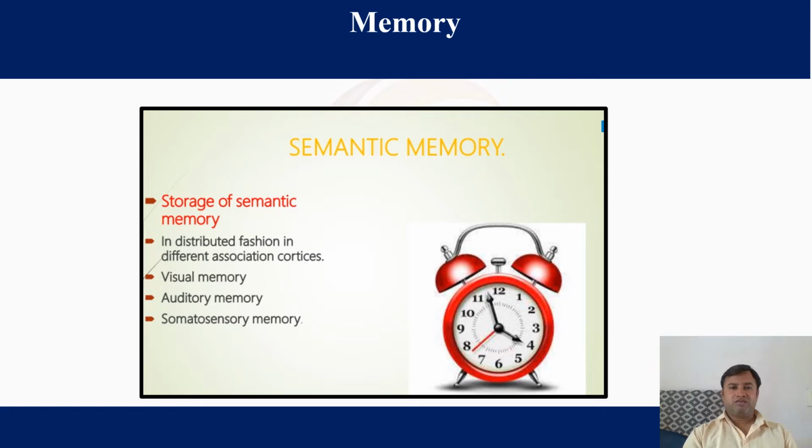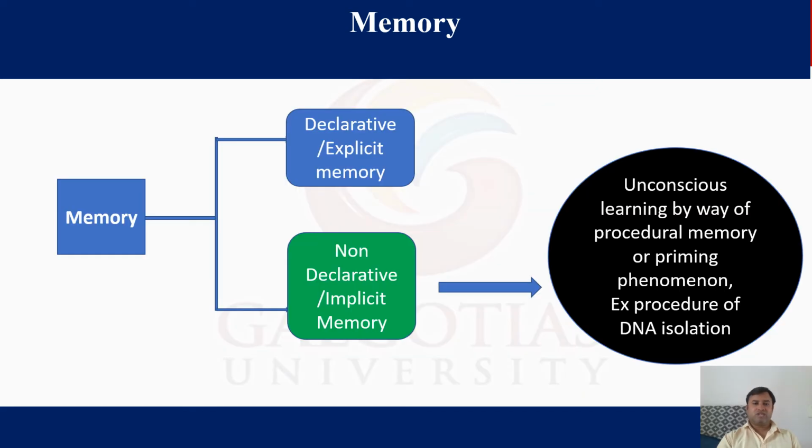Next we will discuss the detail of semantic memory. In semantic memory are included visual memory, auditory memory, or somatosensory memory. Next we discuss non-declarative or implicit memory. It includes unconscious learning by way of procedural memory or priming phenomena.